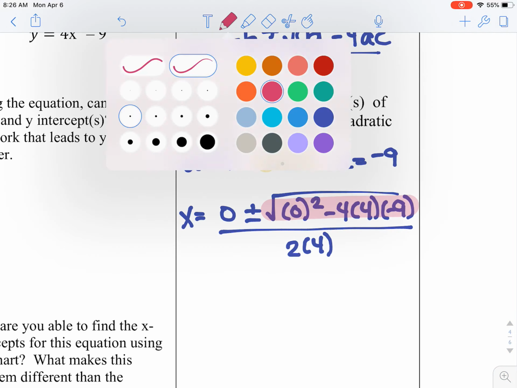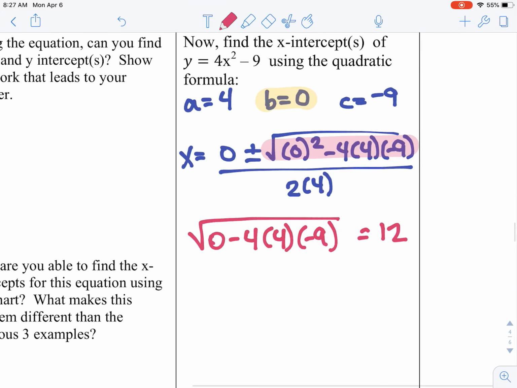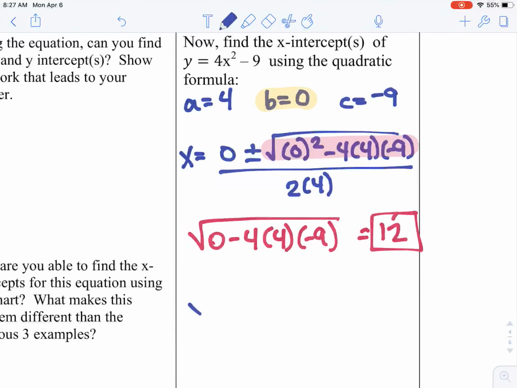We are going to continue. Our first step is what's under the square root sign. So the square root of 0 minus 4 times negative 9. We're going to put that in our calculator. And we get 12. All right, so we're going to take that 12 and we're going to go x equals 0 plus or minus 12 over 8.